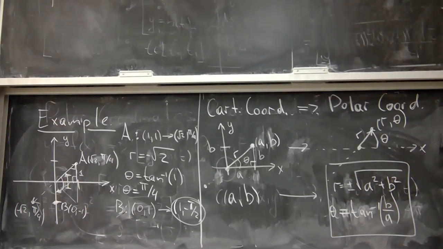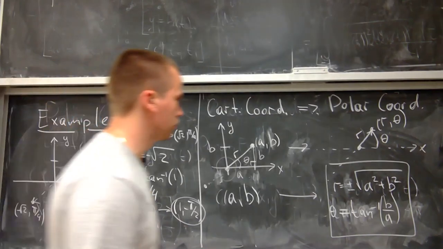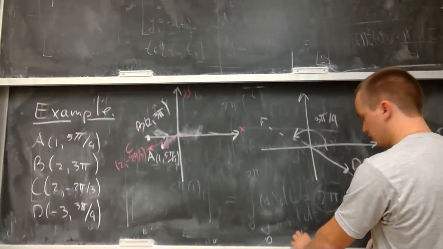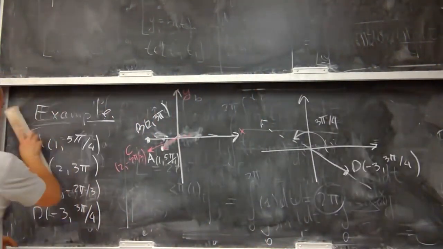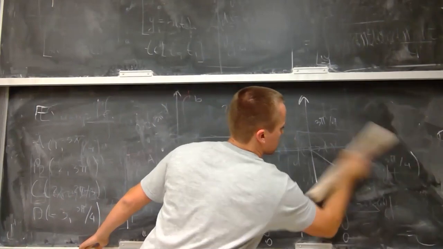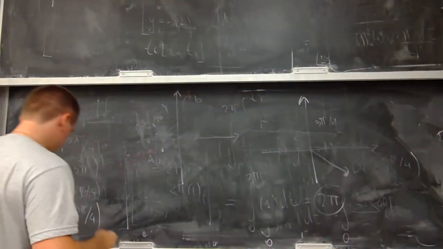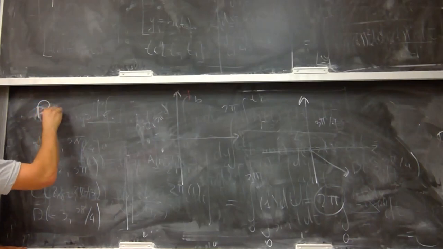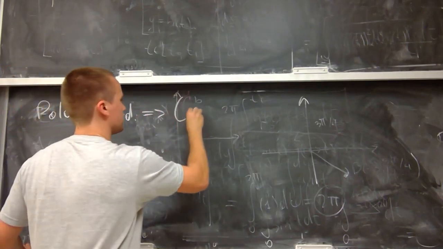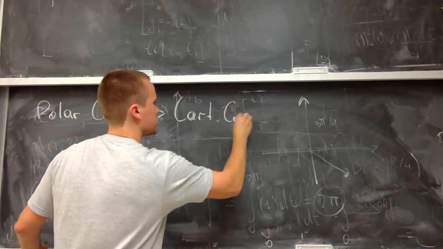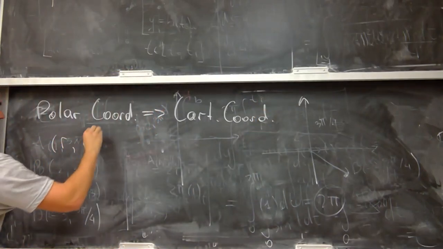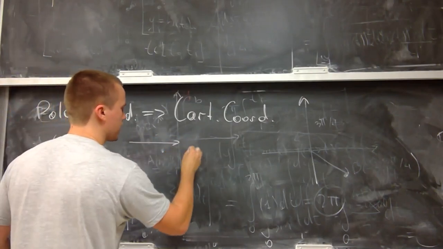Okay, so let's move on to the next one. Here we figured out how to turn Cartesian coordinates into polar ones, and now let's do the opposite direction. So I assume that we're given polar coordinates, and I want to find the Cartesian ones. For polar coordinates, we're given r and theta. And for this r and theta, I want to find the corresponding x and y.